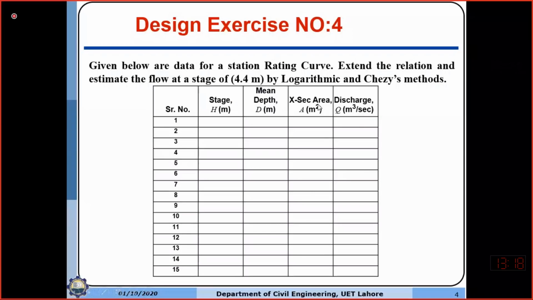So these parameters are given to you, and you are required to extend the relationship between stage and discharge, which is called the rating curve, by using two methods, logarithmic method and Chase's method, and find what is the discharge or flow at a stage of 4.4 meter. First of all, let me discuss important theory relating to this design and the method that you have to use to extend the rating curve. That will be discussed, and then the data and the table that you have to fill.